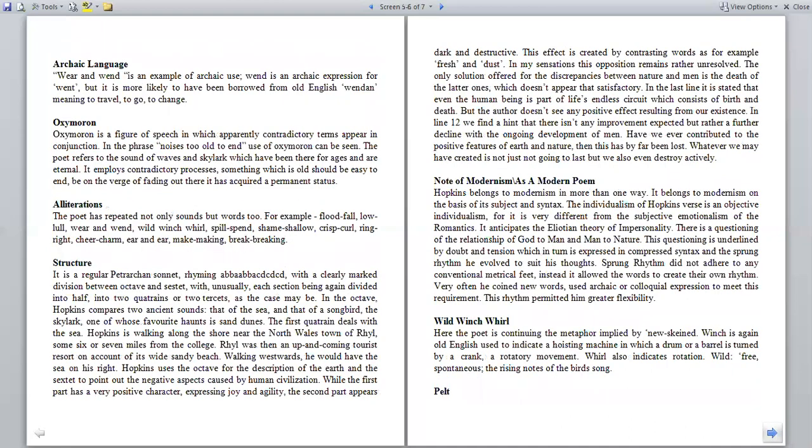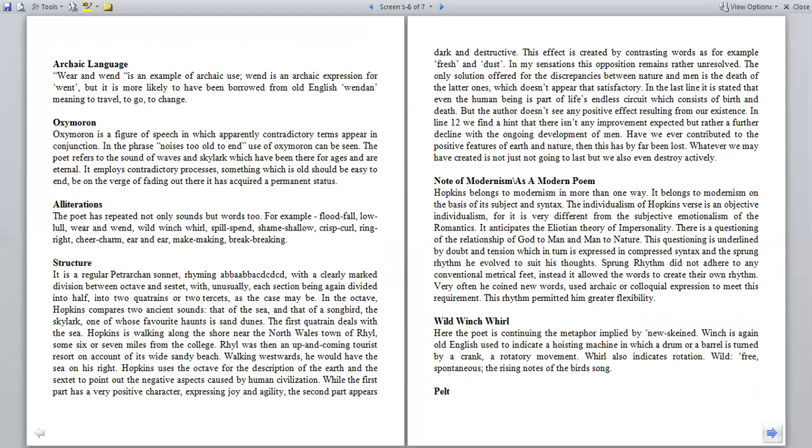The poet has also made use of archaic language. "Where and when" is an example of archaic use. "Wend" is an archaic expression for "went", but it is more likely to have been borrowed from Old English "wenden", meaning to travel, to go, to change.